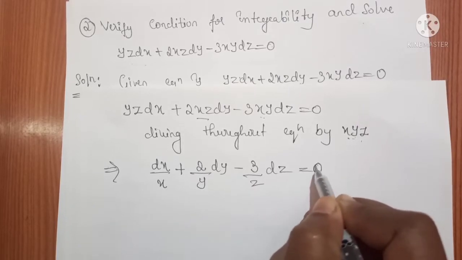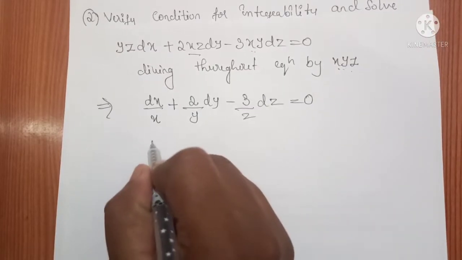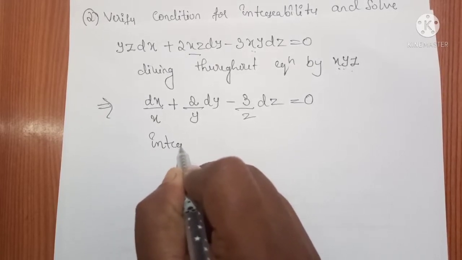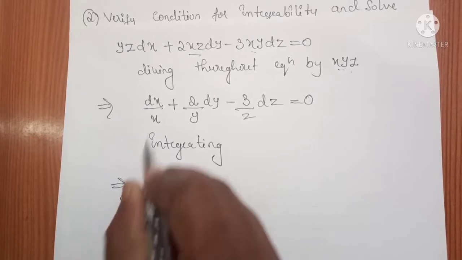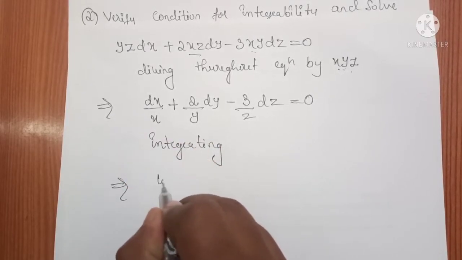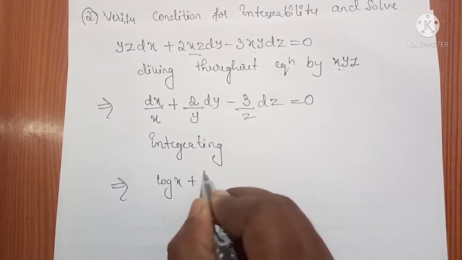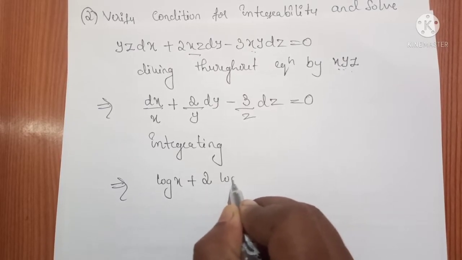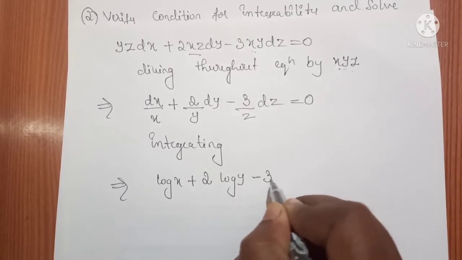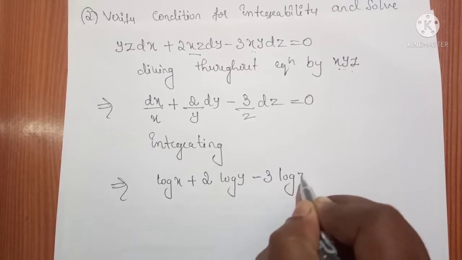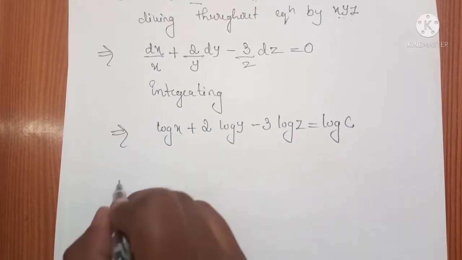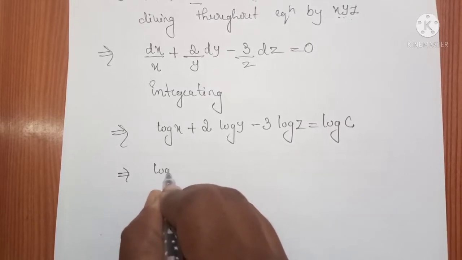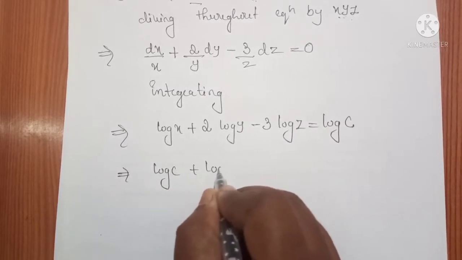On simply integrating, we get log x plus 2 taken outside log y minus 3 taken outside log z, and integration of constant is taken as log c, or this can be further written as log c log y.